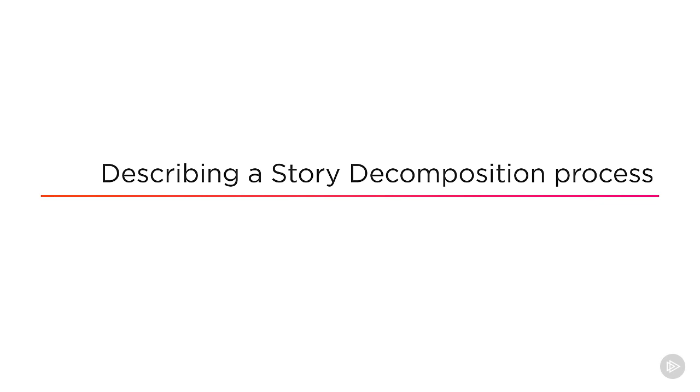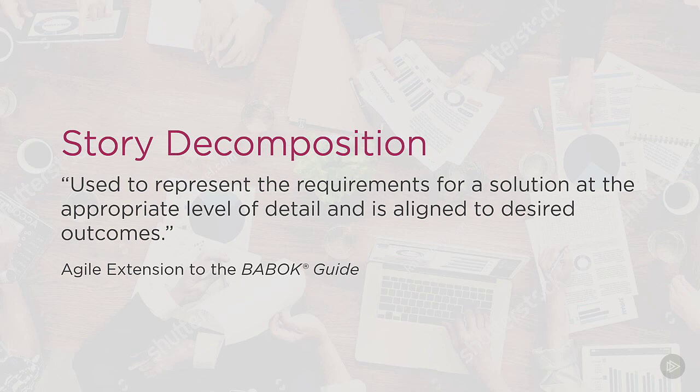For your better comprehension of overall techniques, let me emphasize that the backlog refinement includes story decomposition and story elaboration. As we already explained backlog refinement in the module Selecting Agile Techniques in the Context of Communications, let us now dive deep into the story decomposition technique. Story decomposition is used to represent the requirements for a solution at the appropriate level of detail and is aligned to desired outcomes. Simply put, every story that is too large or is hard to elaborate is a candidate to be drilled down into smaller levels of details.